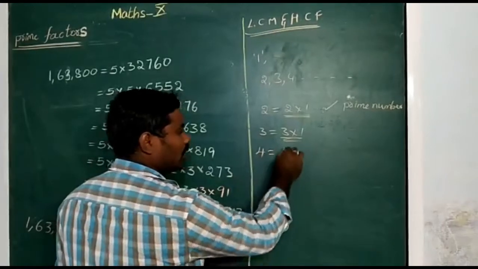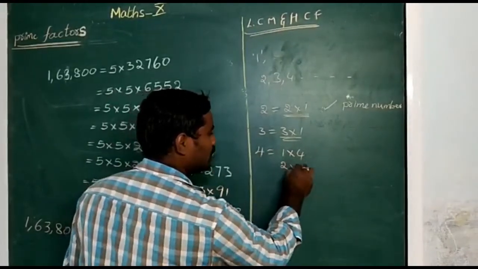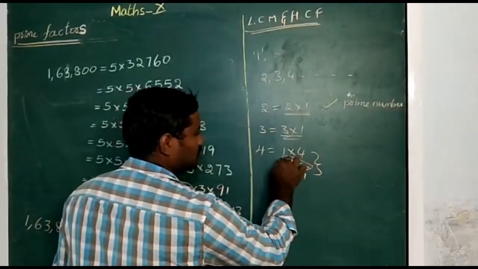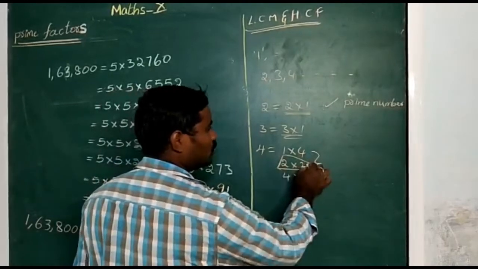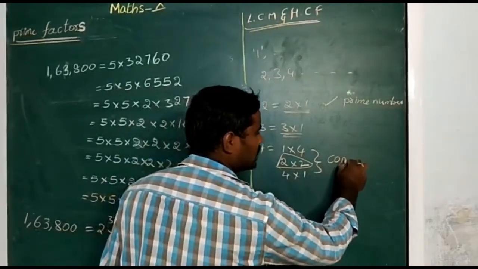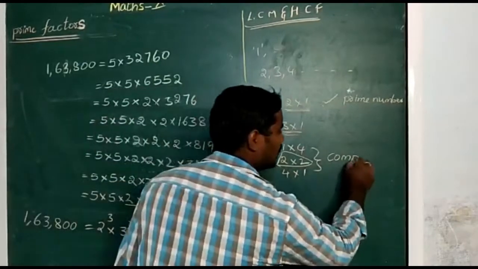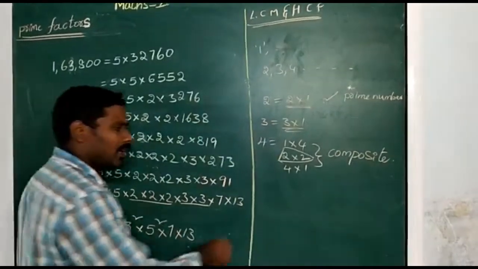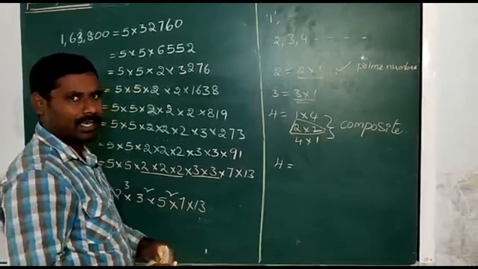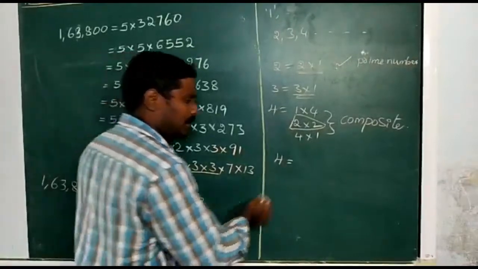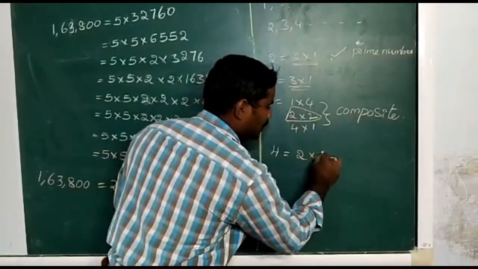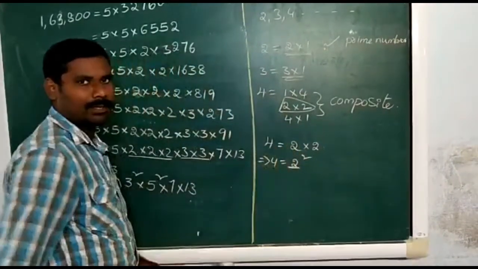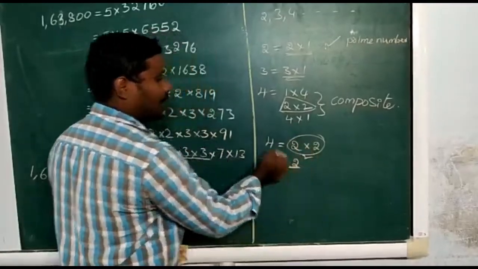If you take 4, it is 1 into 4, 2 into 2, 4 into 1. Here there is one more extra factorization, that is 2 into 2. Now it is not a prime number. These types of numbers are called composite numbers. Every composite number can be expressed as a product of powers of primes. That means you can write 4 as 2 into 2, that means 2 square. 4 is equal to 2 square, where 2 is a prime number. A product of primes is called a composite number.